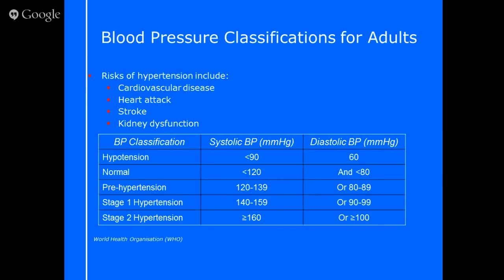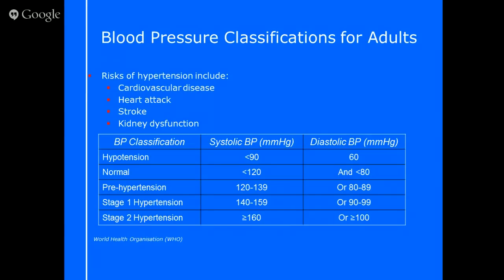Now, as it creeps up slightly, pre-hypertension is still absolutely fine, and they're okay to exercise. They're still classed as healthy. They don't actually have hypertension. It's basically just increasing gradually. Now, this is 120 to 139 over 80 to 89.